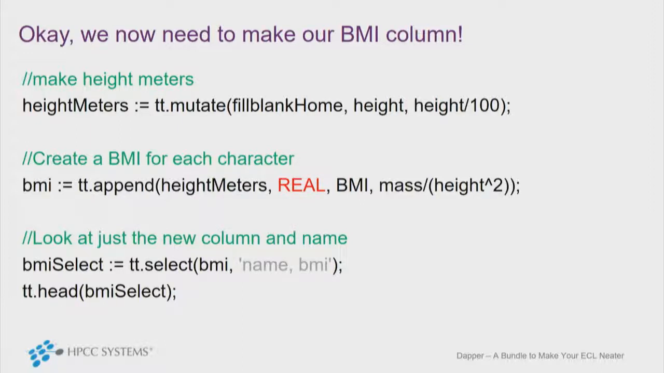And then, instead of mutate, I need to add a new column, so I'm going to use a different verb. I'm going to append a real type column called BMI. I'm going to make it mass divided by height squared. And then I just want those 2 columns, so I'm going to run a select statement. So just select BMI and then the 2 columns of the set that name what I want.